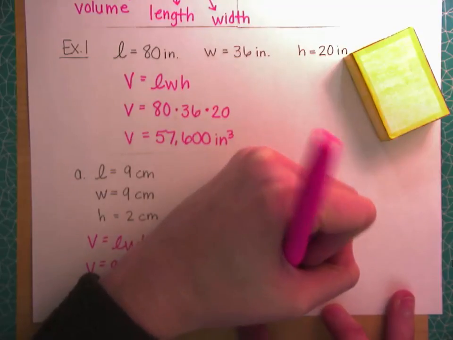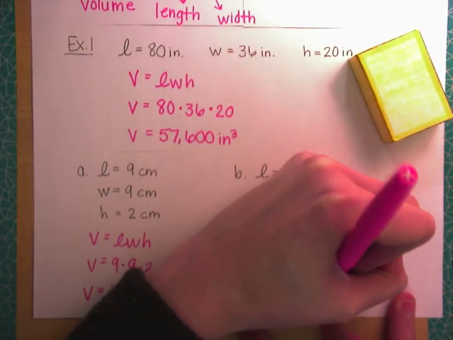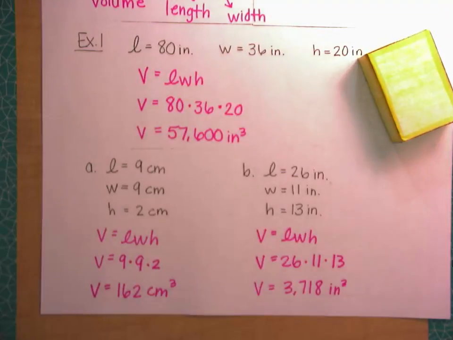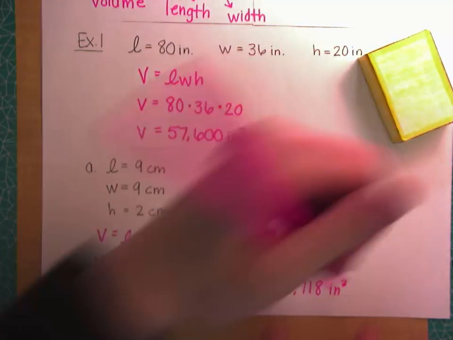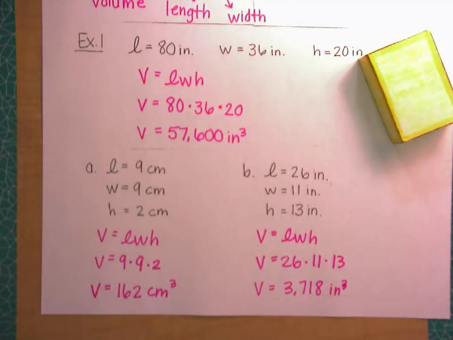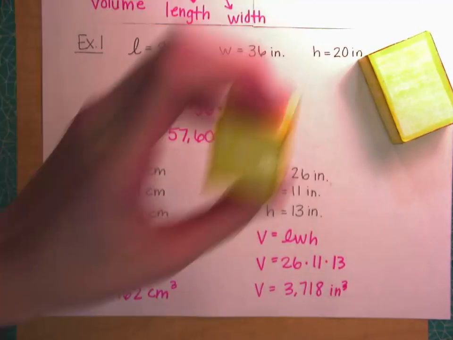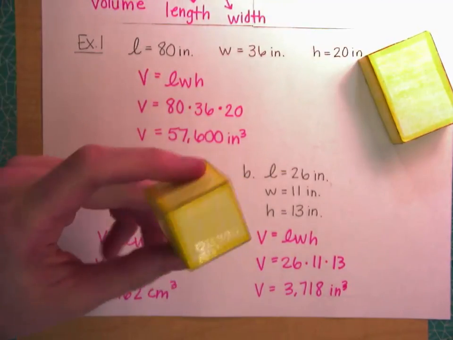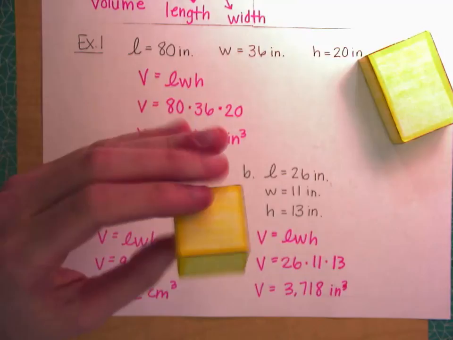Good. 3,718 inches cubed, or 3,000, oh sorry, that looks like a 2. What's a 3? 3,718 cubic inches. Either one is fine. Okay? How are we feeling about finding the volume of a rectangular prism? Good.